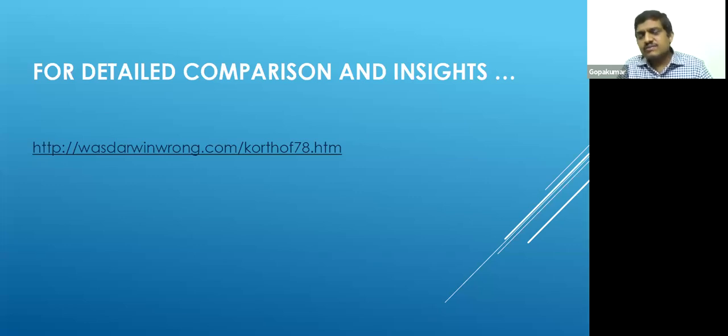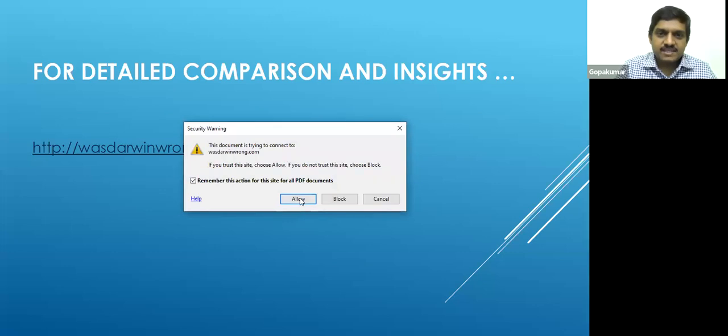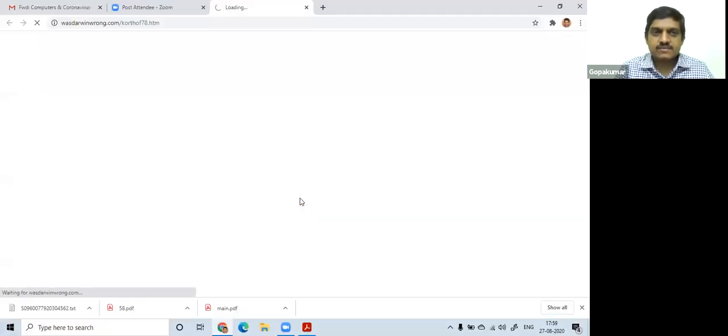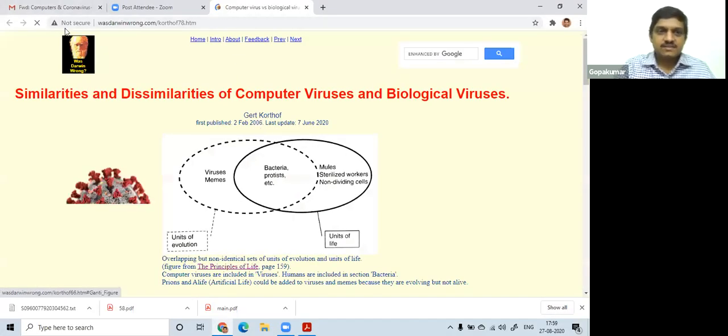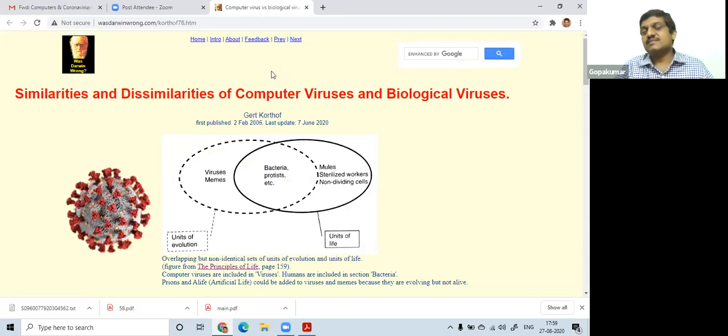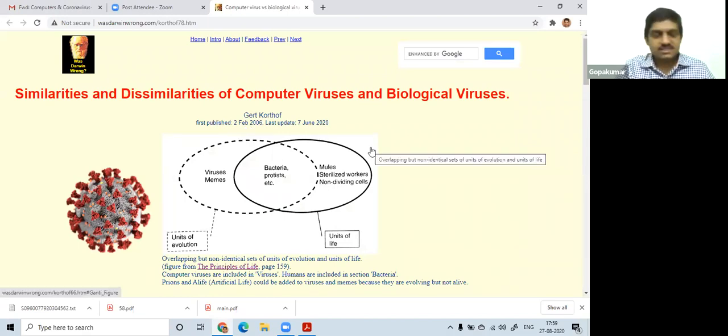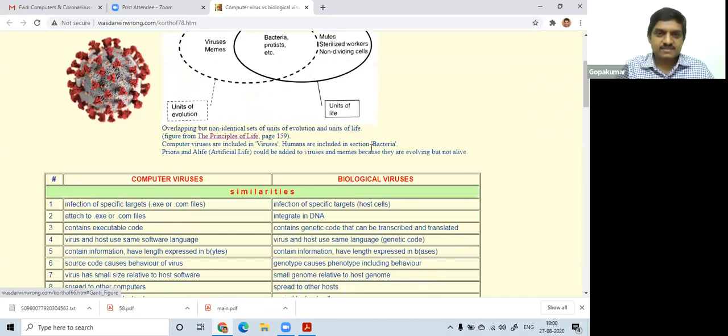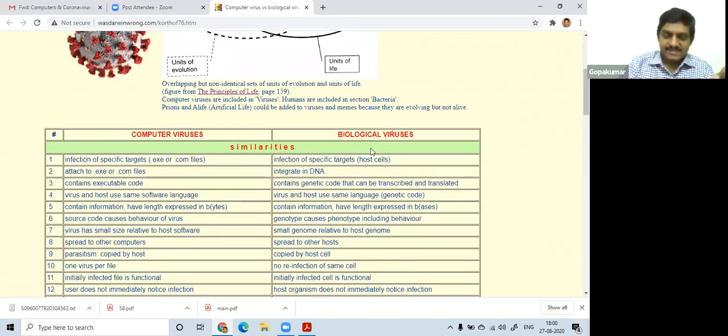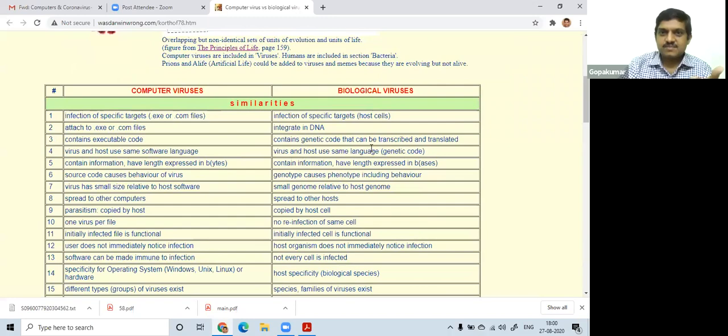If you would like to read more, I have just found a website. If you go to that website, I can see the similarities and dissimilarities of computer viruses and biological viruses. It was first published in 2006, but it was updated in June 2020. You can see the significance of coronavirus. So you can see a lot of similarities between computer viruses and biological viruses.